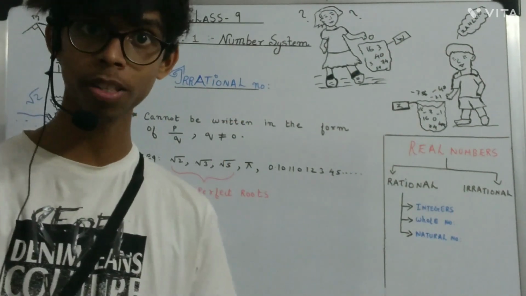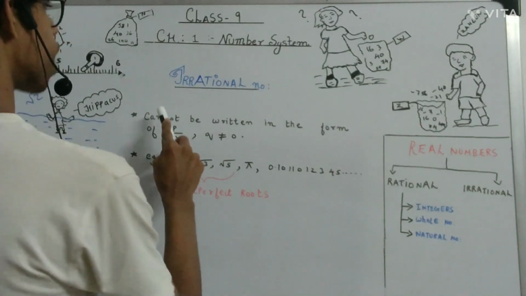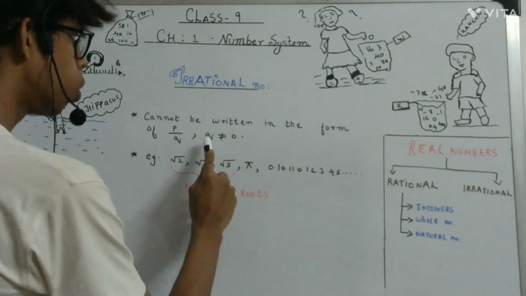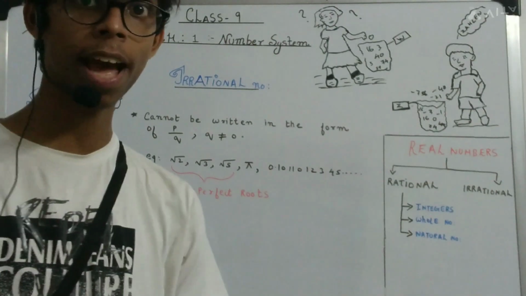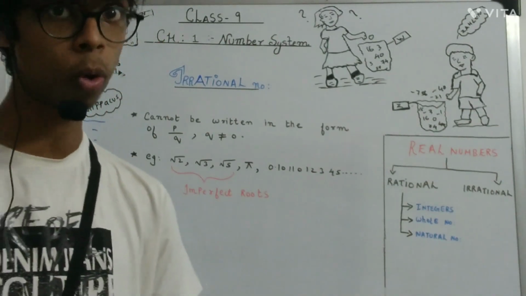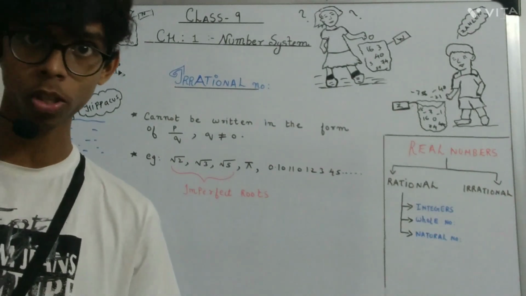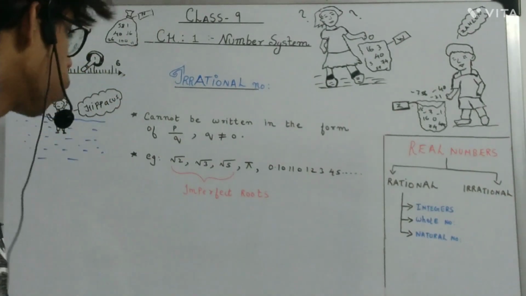In the name itself you can see that it is irrational numbers. So what could irrational numbers be? Irrational numbers are those numbers which cannot be written in the form of p by q, where p and q are integers and q not equal to 0. So irrational numbers are just the opposite of rational numbers.